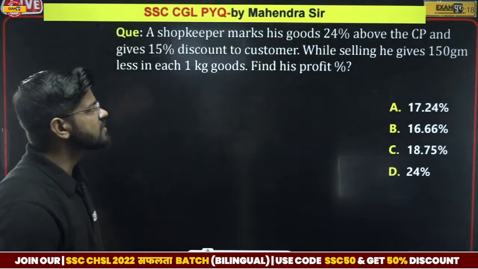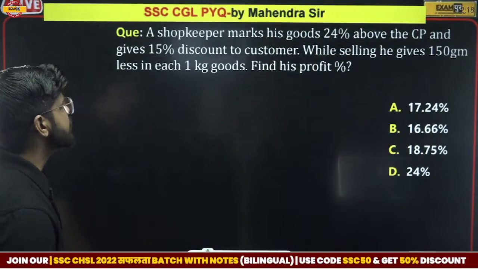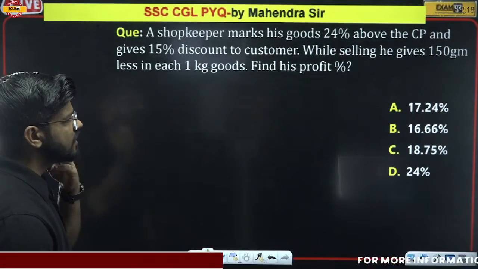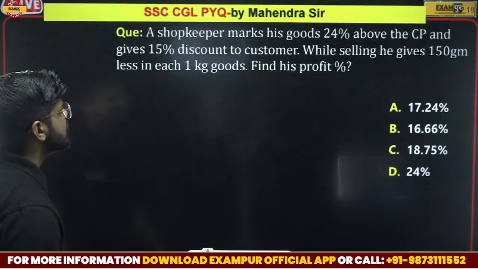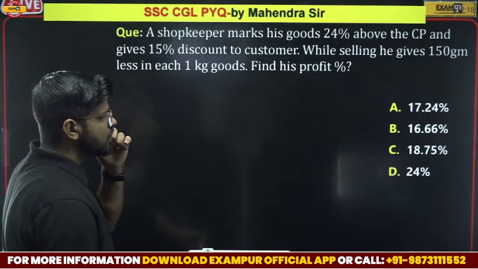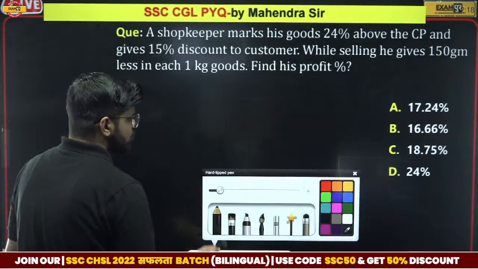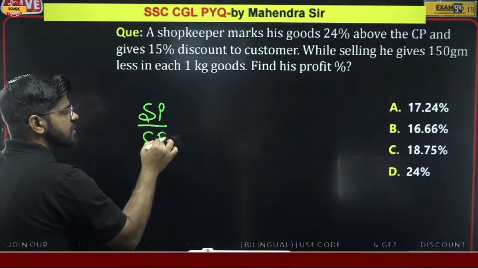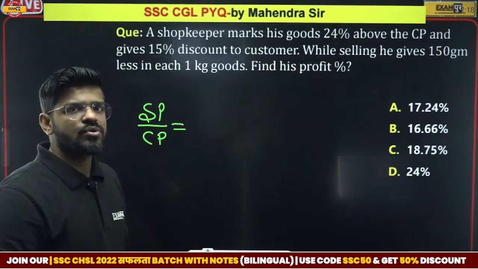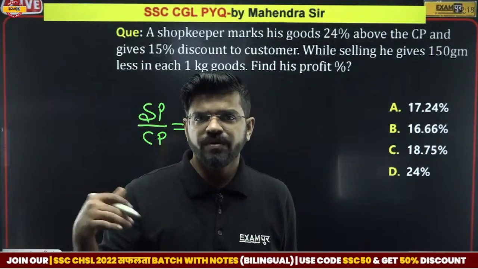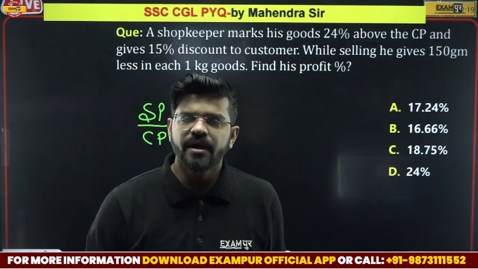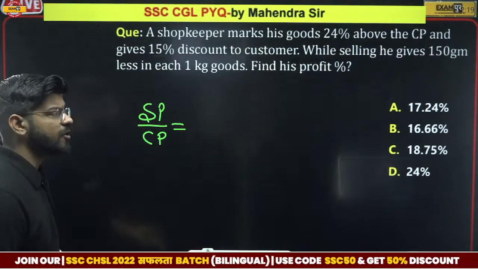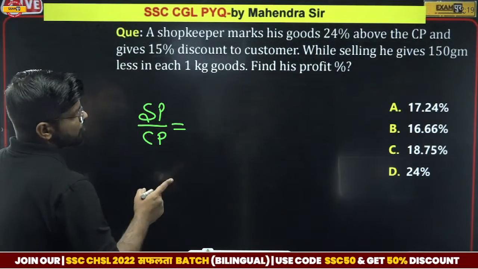A shopkeeper marks his goods 24% above the CP and gives 15% discount to the customer. While selling, he gives 150 gram less in each 1 kg of goods. Find his profit percent. To solve for profit percent, always try to find SP upon CP. SP is what we get in our pocket, and CP is what we give out of the pocket.